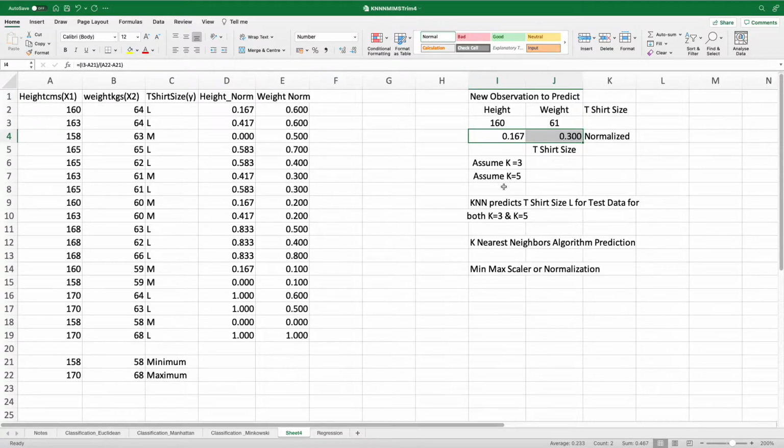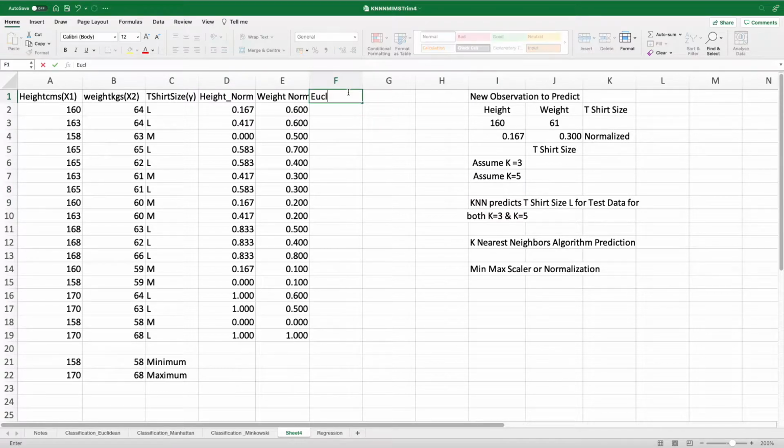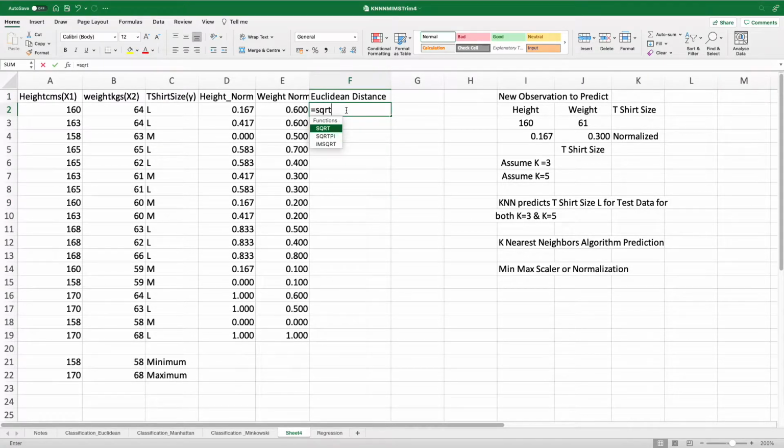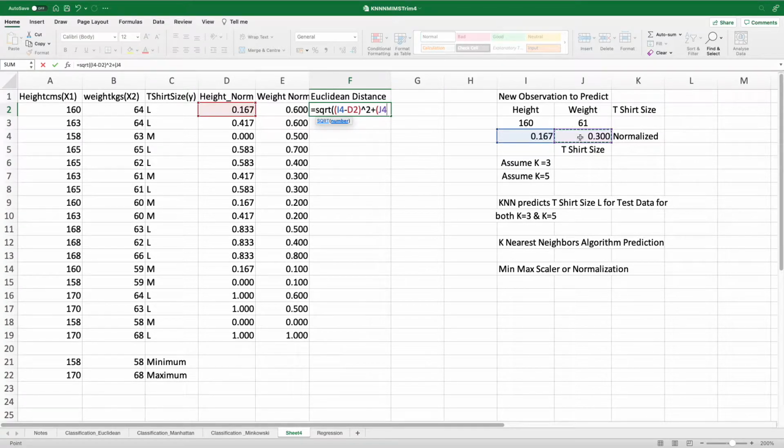Or 3 decimal. Okay, so x max minus x min, all of you got it right? Now we will calculate the Euclidean distance. Euclidean distance is equal to SQRT open 2 brackets, 0.167 minus 0.167 to the power of 2, plus open bracket 0.30 minus this to the power of 2, close bracket.